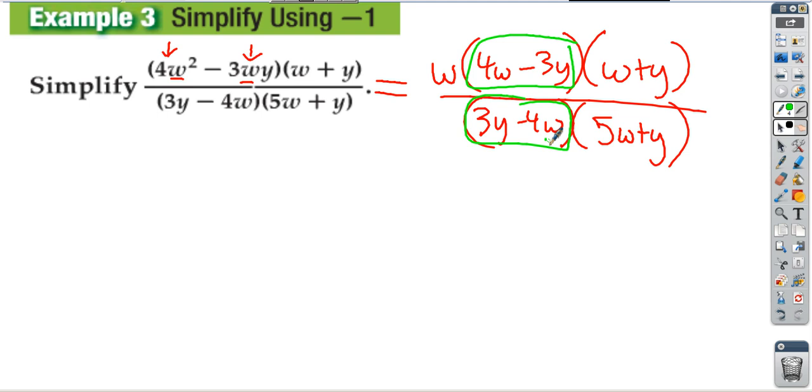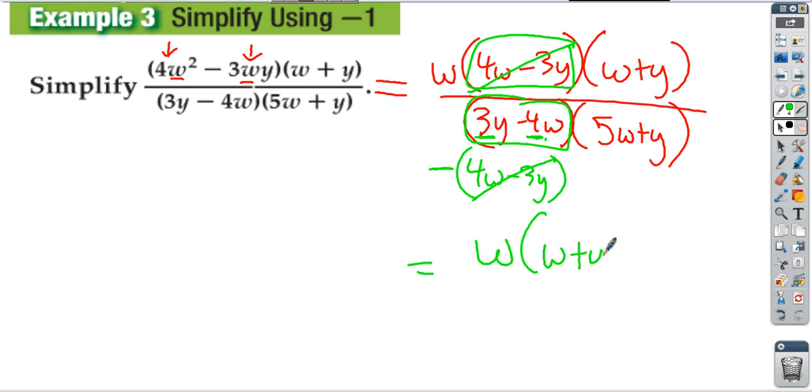So what you can do in this case is factor out a negative right here. If you pull out a negative from here, you'll get negative 3y. If you pull out a negative from here, you'll get 4w. So now we are able to cancel these. Okay, that's a technique that you might sometimes have to use, which is if they look almost the same, just with the signs reversed, you can pull out a negative 1.